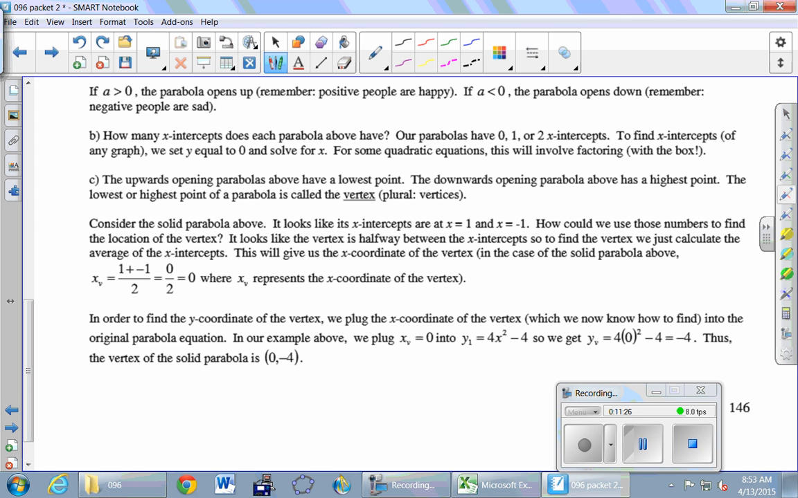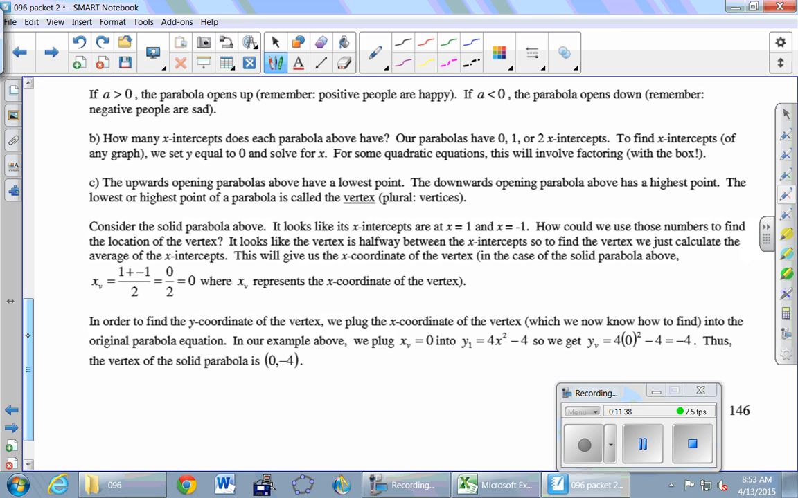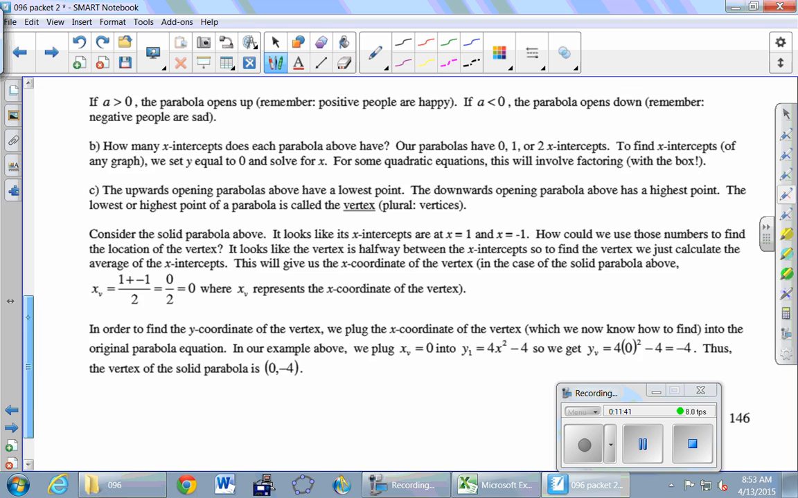Let's go to Savannah for consider. Consider the parabola closely on our x=1. How could we use the find the location?